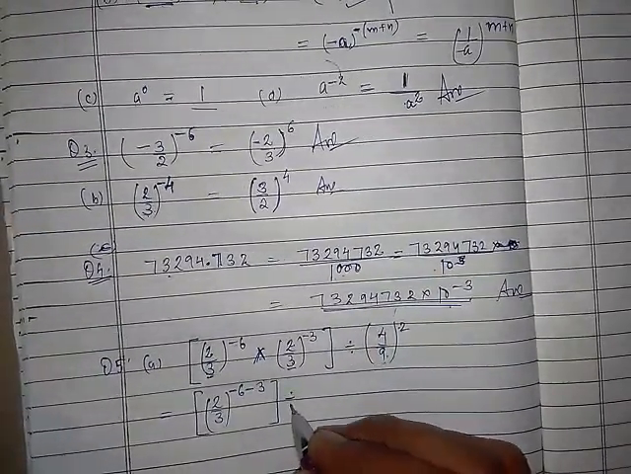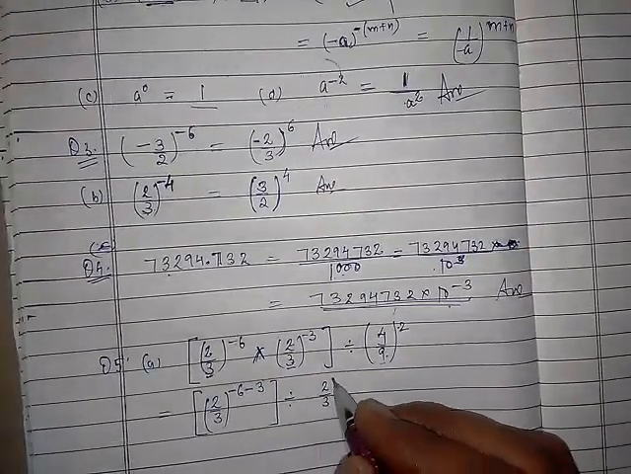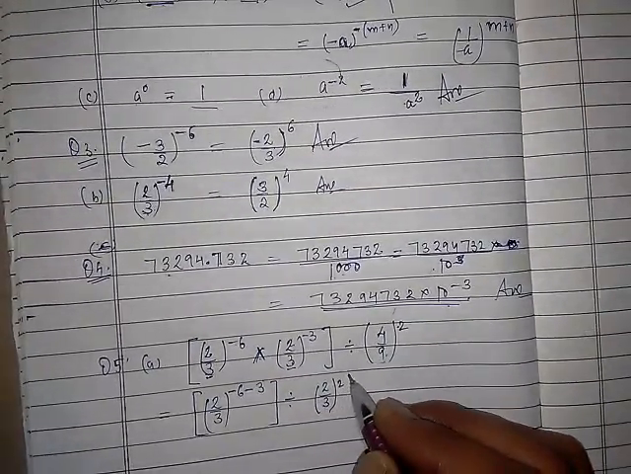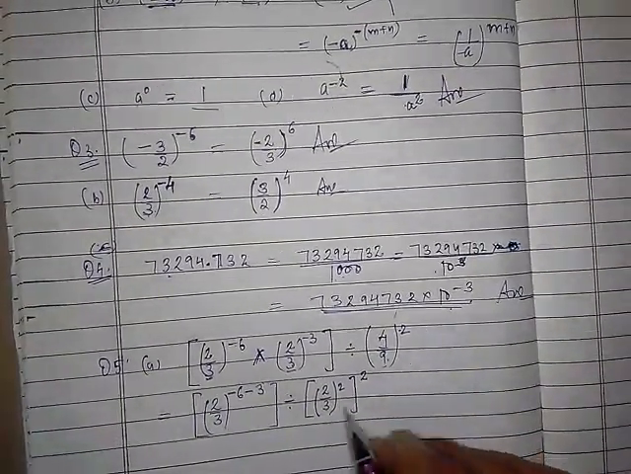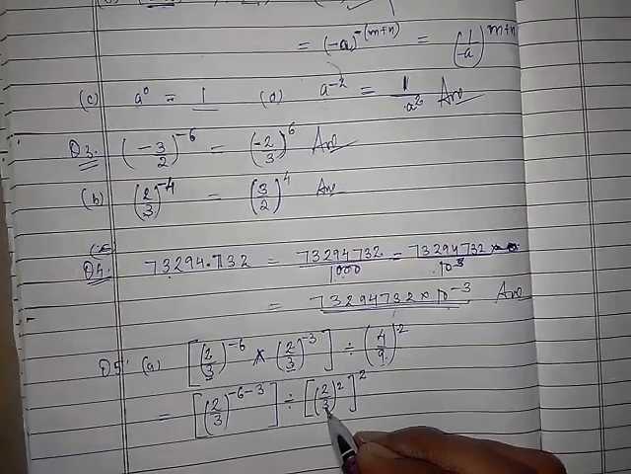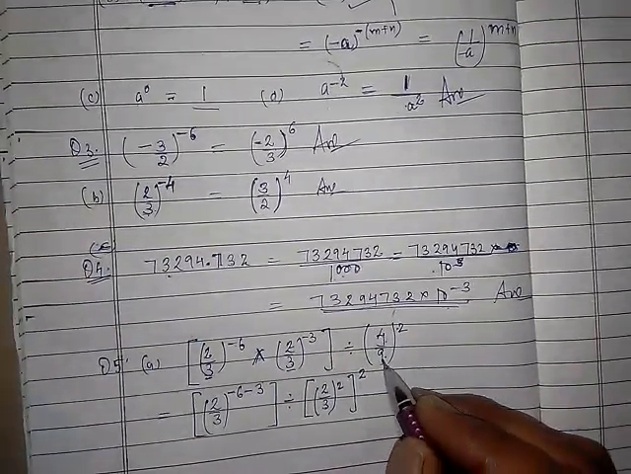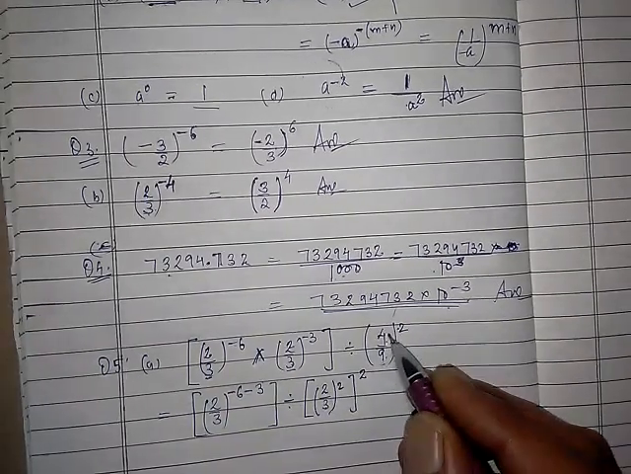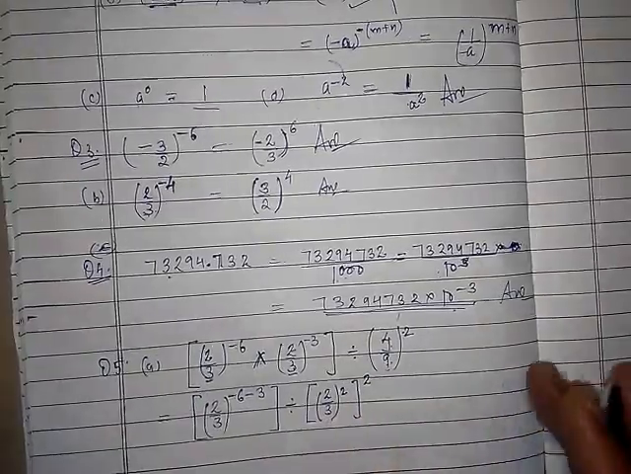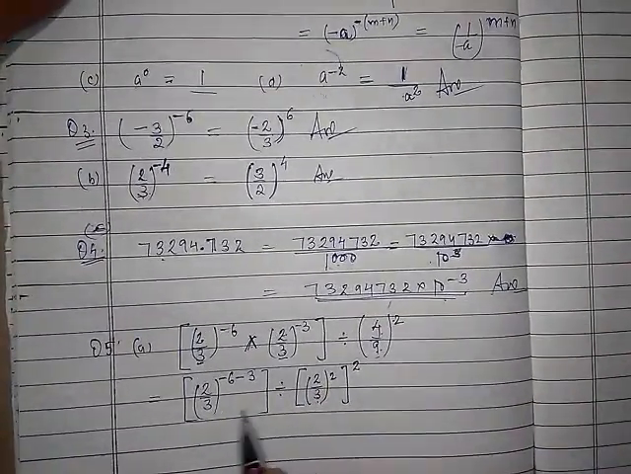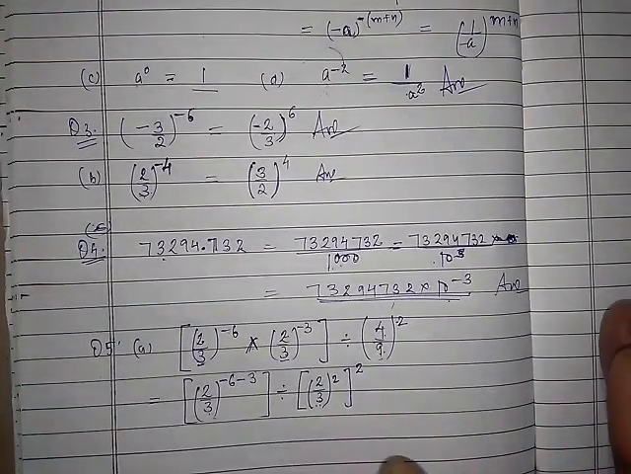After that, division. So I am going to change this 4 upon 9 as (2/3) whole raised to the power 2. Okay. And whole raised to the power, this is 2 here, right? So how can we write this, because 2 raised to the power 2 is 4, and 3 raised to the power 2 is 9. So 4 upon 9 can be written as (2/3) whole raised to the power 2. So that's why I have written. Now you can see here the bases are same. Now we are able to apply the rule.